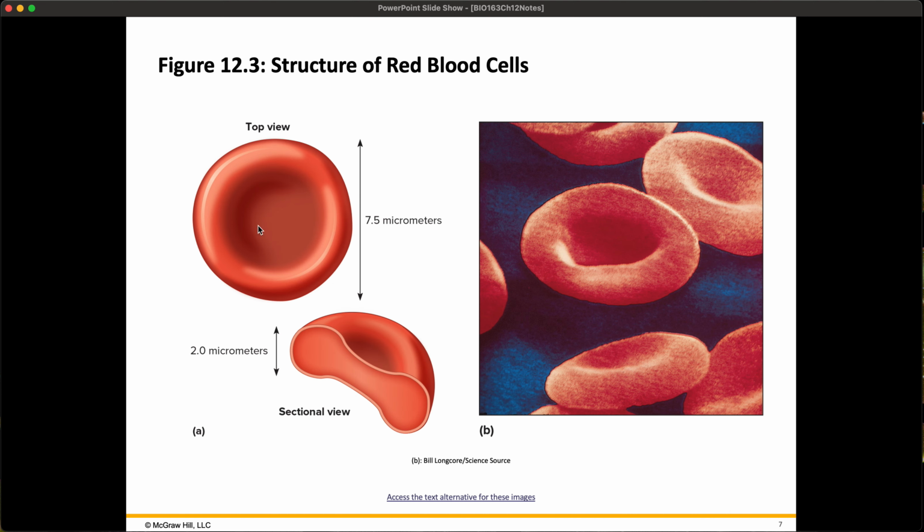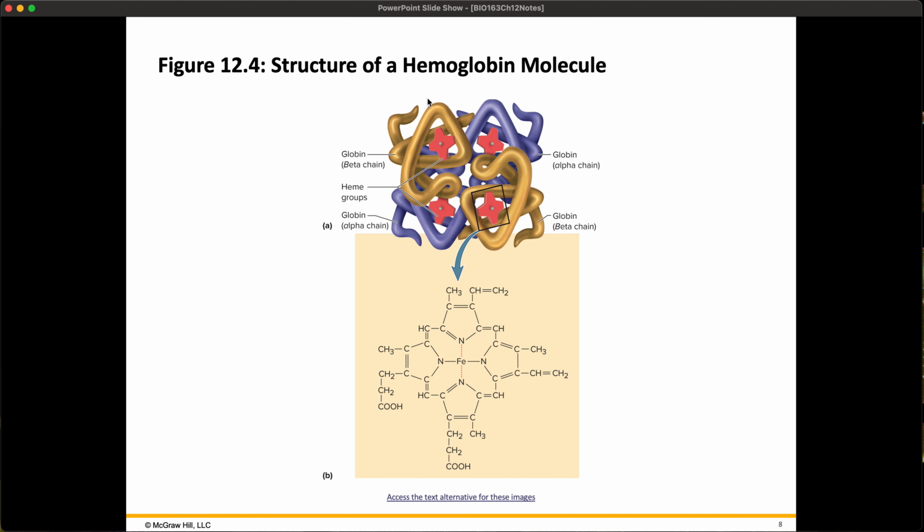There's that structure, that biconcave disc that you can see, so 1, 2, biconcave, and this allows them to stack on top of each other. Here's the hemoglobin molecule, so you can see these gold globin chains, and then the purple ones too. And then within them are these red pigmented heme groups.